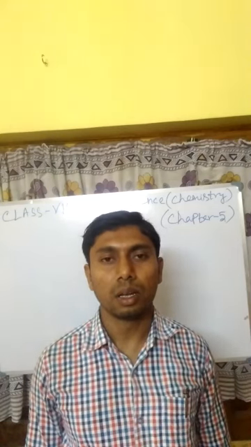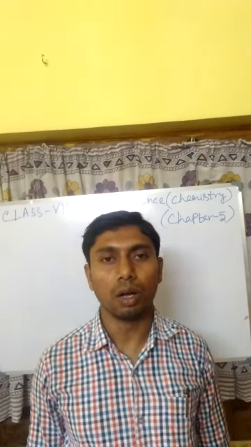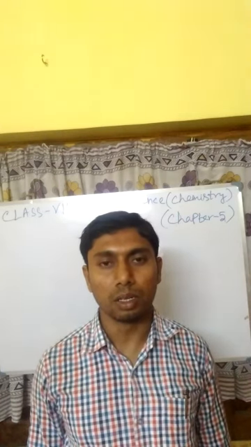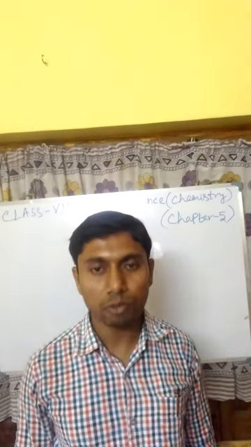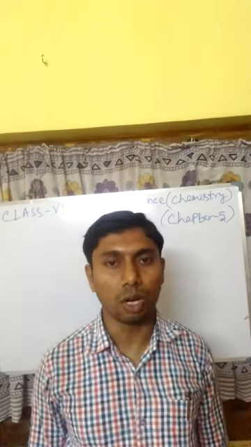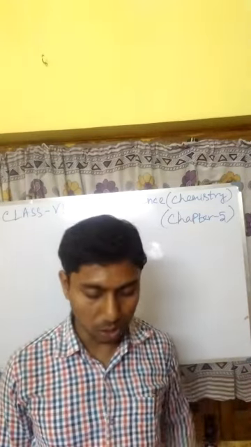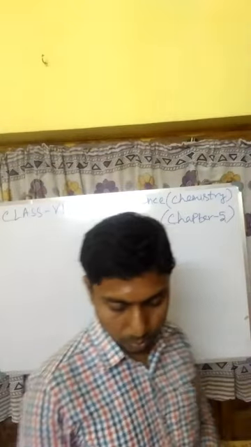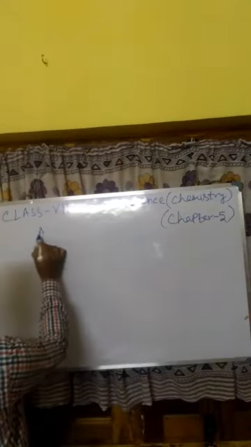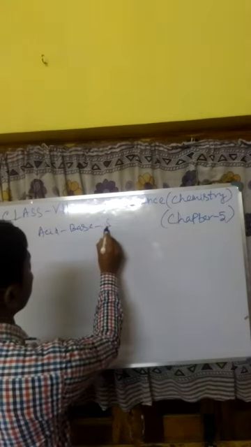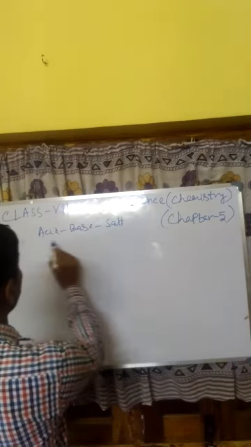Now today I will discuss the chapter of class 7 chemistry portion, that is chapter 5, acid, base and salt. So the chapter is acid, base and salt, right? Acid, base and salt.